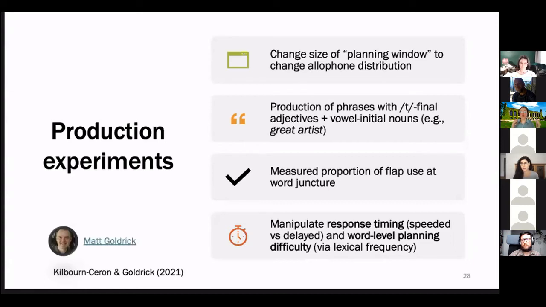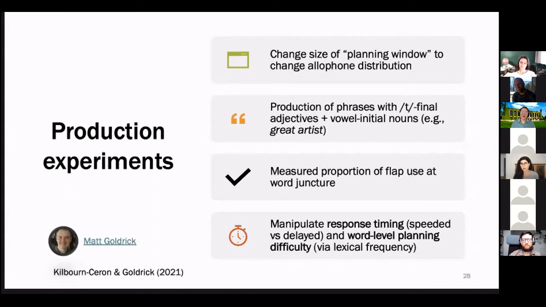So if we force people to have different size planning windows, will they change the amount of flaps that they're producing? So what we had them do was produce phrases with T final adjectives and vowel initial nouns, phrases like great artist, right, which end in a T and then the next word starts in a vowel. And then we measured the proportion of flap use at the word juncture. So how often did people flap this T?